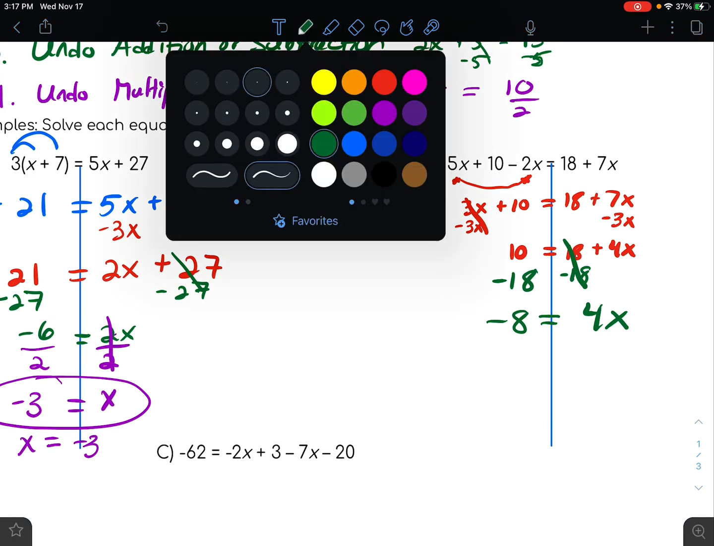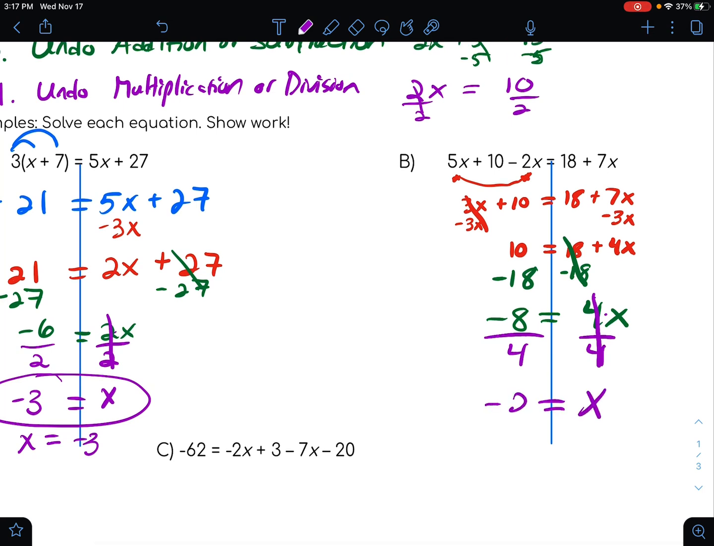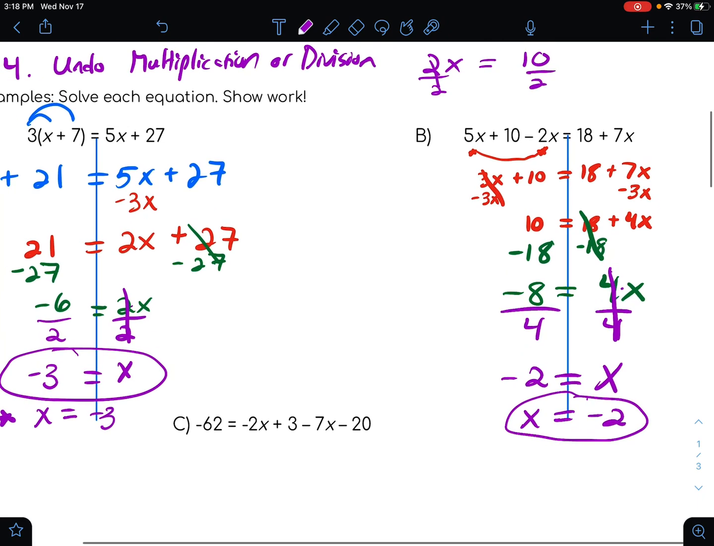And then we will undo any multiplication or division. This is 4 times x, so we'll undo by dividing both sides by 4. 4 divided by 4 is 1, or 1x. Negative 8 divided by 4 is negative 2. So again, if we want to just rewrite it so we have the x on the left side, then x is equal to negative 2, or negative 2 is equal to x.